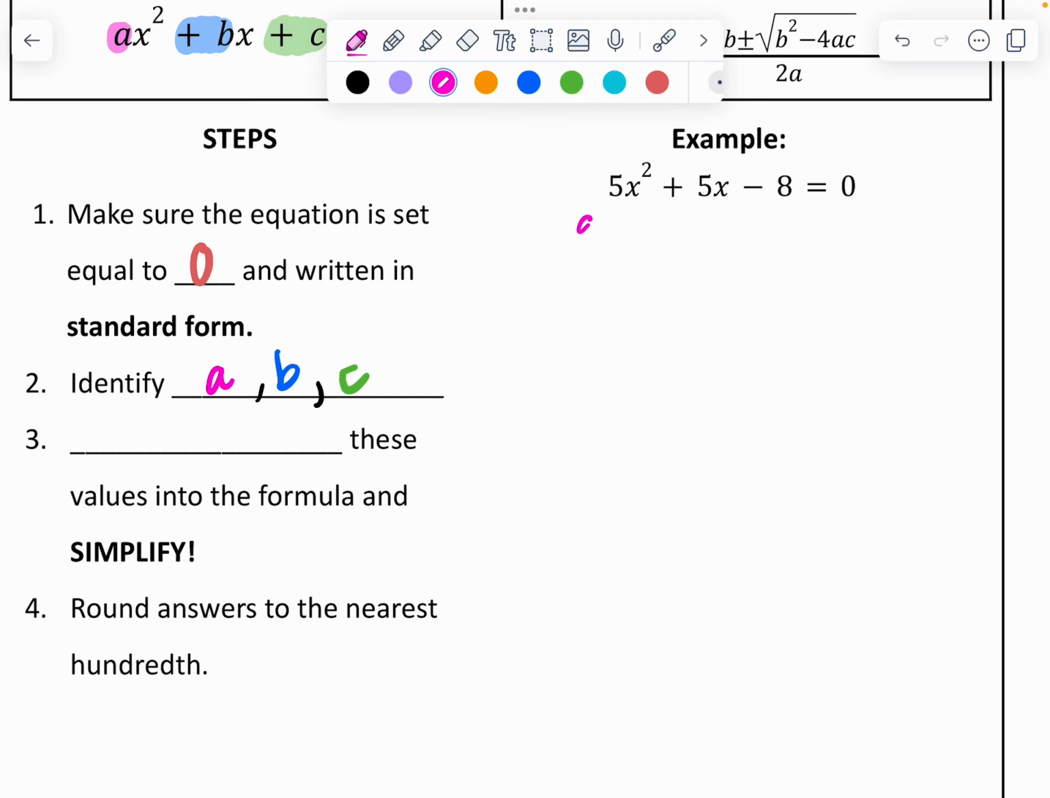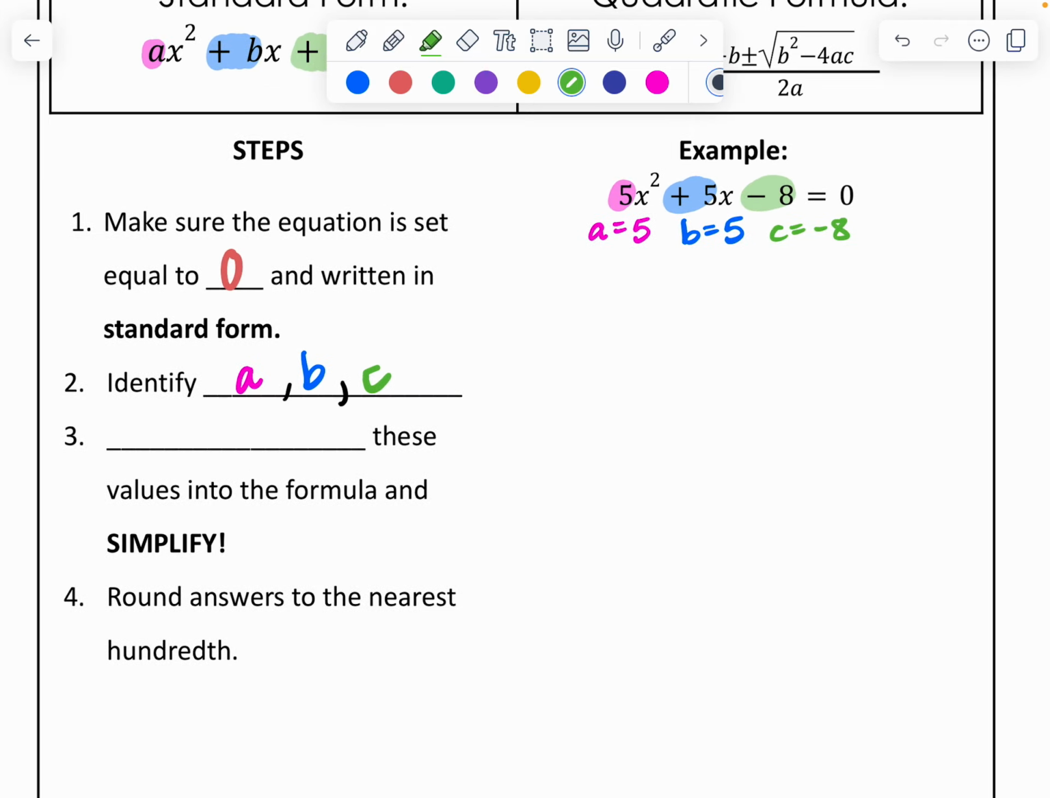A is 5. That's this one here. B is also 5. And C is negative 8. So remember, you must take the sign that's in front of that number. So now we know A, B, and C.